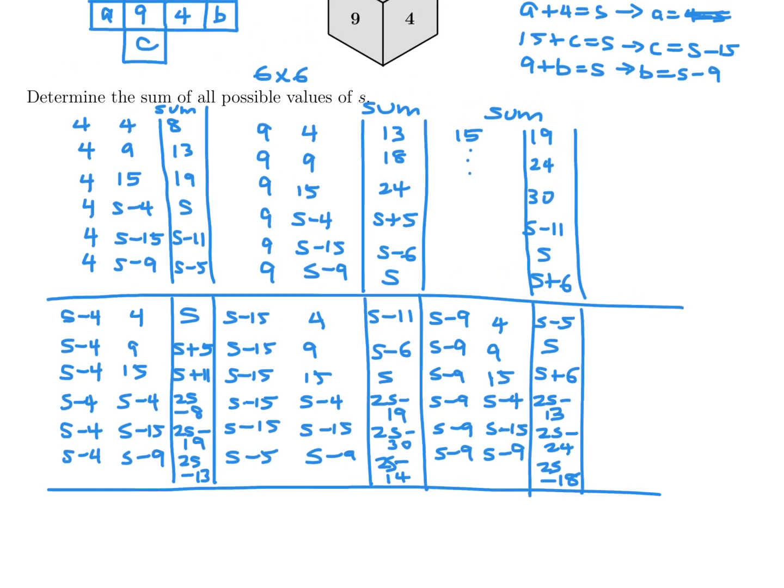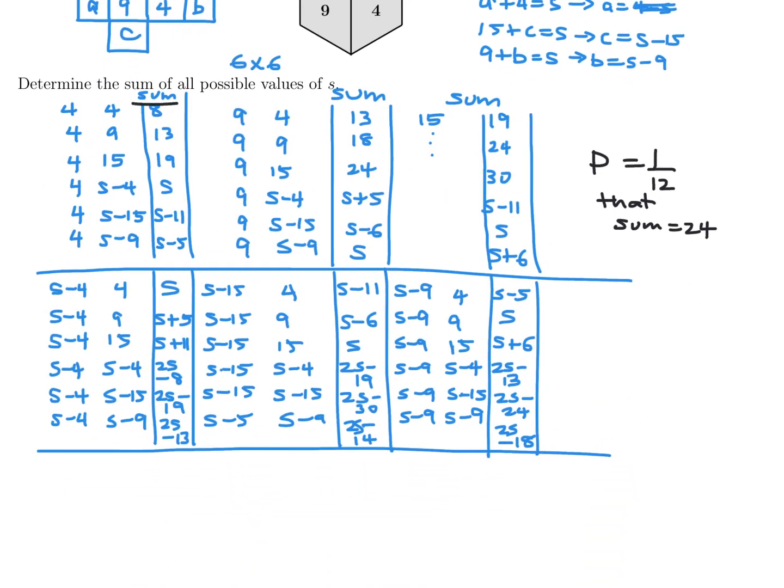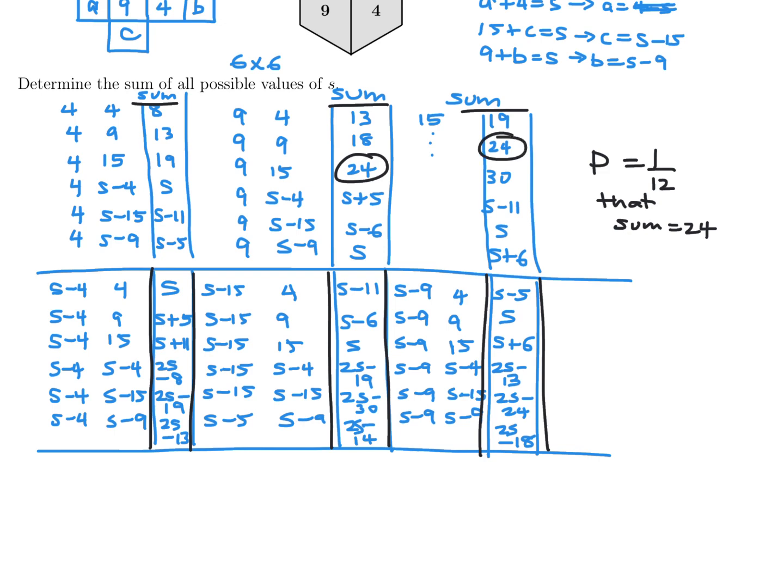They're basically saying that the probability that the sum is 24 is 1 over 12. Okay, so the probability is 1 over 12 that the sum equals 24. So these are all the sums that I've figured out. Now let's see, are there any 24s first of all? There's one 24 here. Is there another 24 anywhere? Interesting, there has to be, right? Oh, here it is. All right, so there's 2.